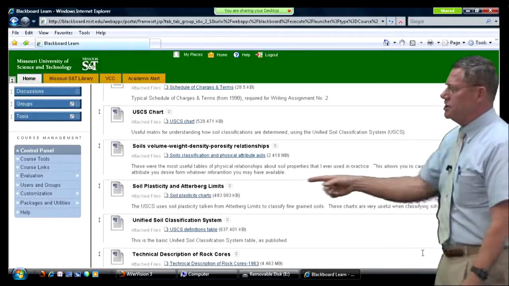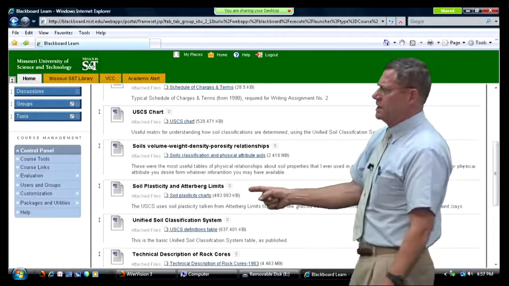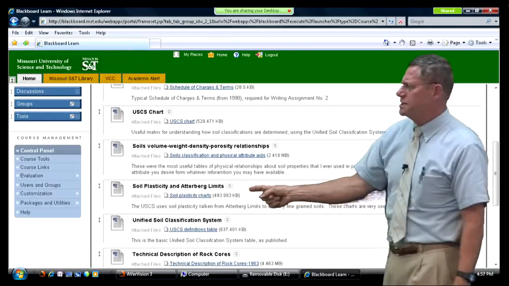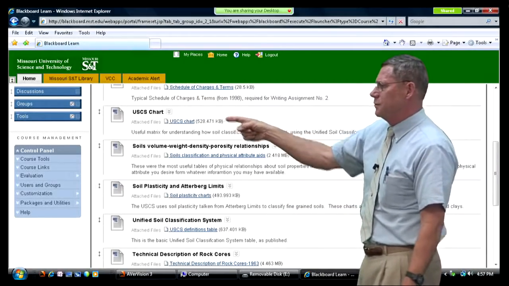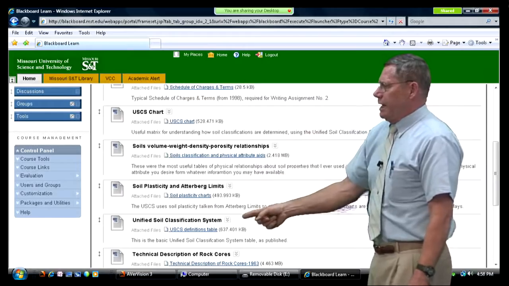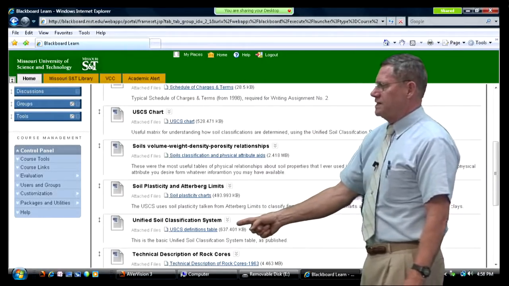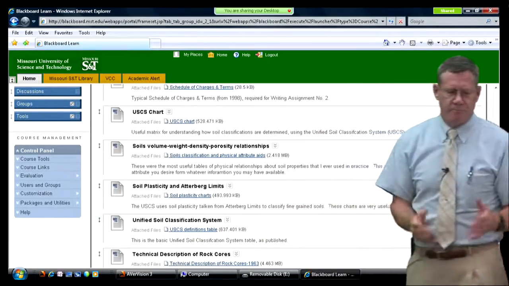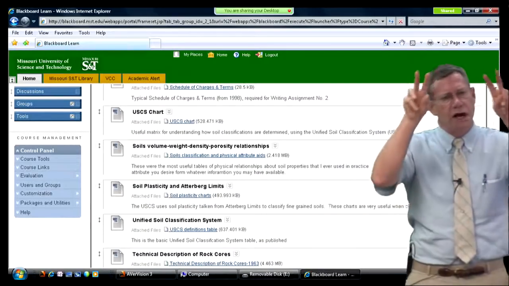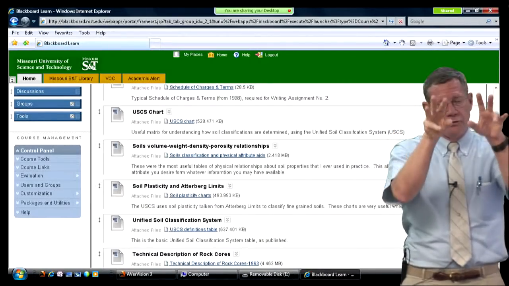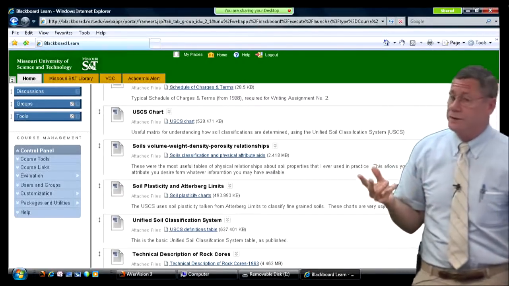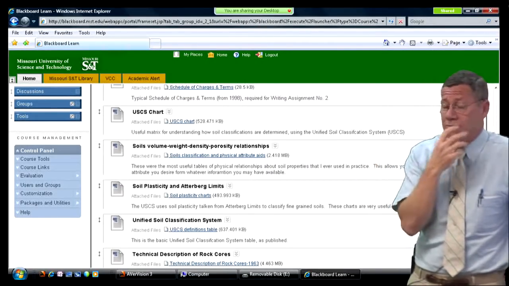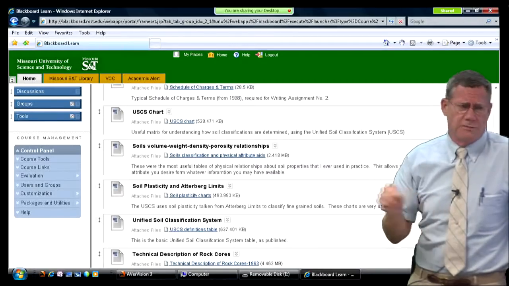Then I have a little cheat sheet that I put together on soil plasticity and Atterberg limits, which helps you do the unified soil classification system for silts and clays. And then I have a unified soil classification system flow chart. So how you troubleshoot and go through the flow of classifying a soil when you're in the field and when you're in the lab. Now in the field, you make guesses, and you have what's called a field log.